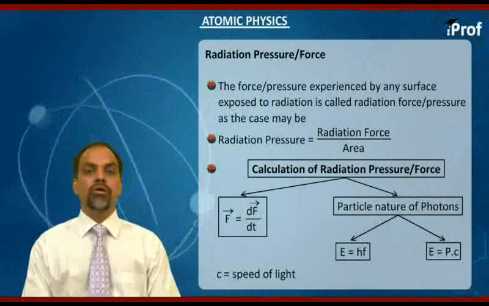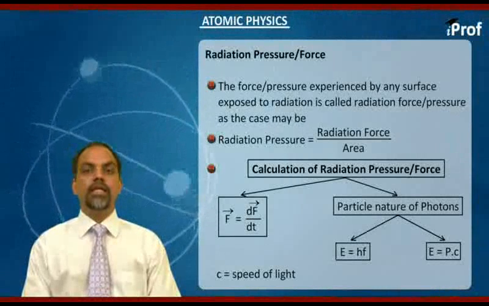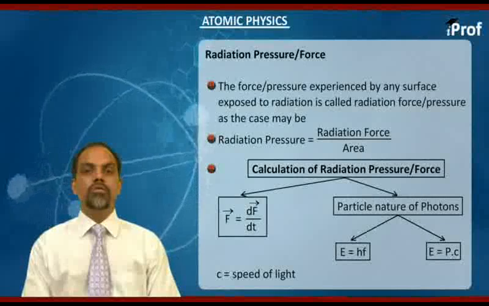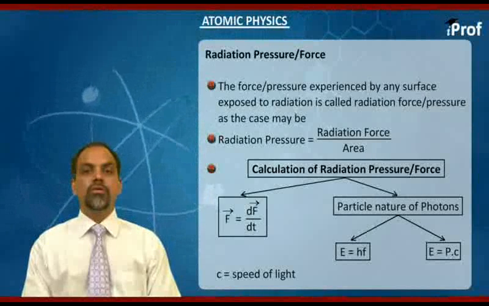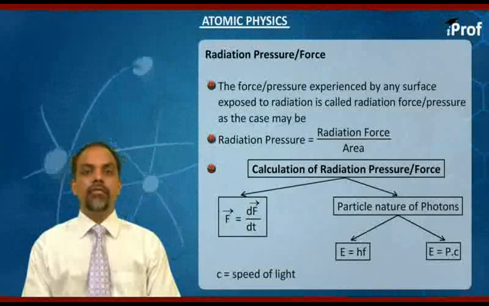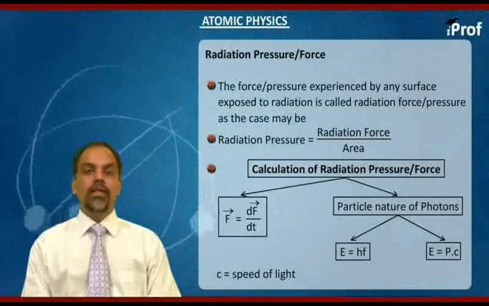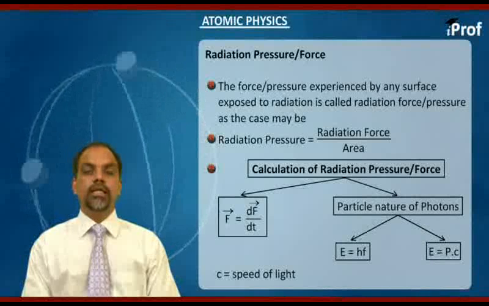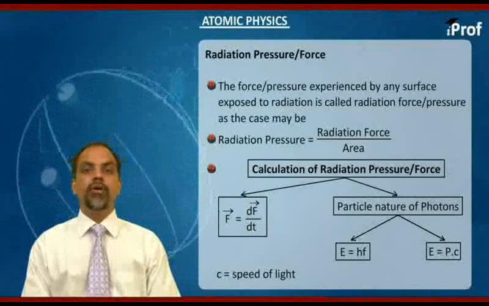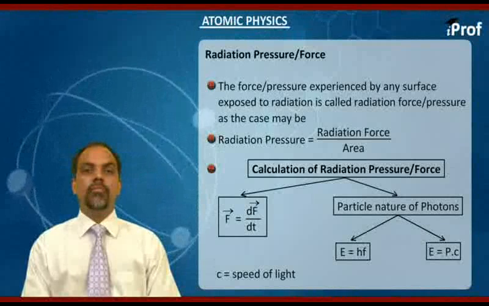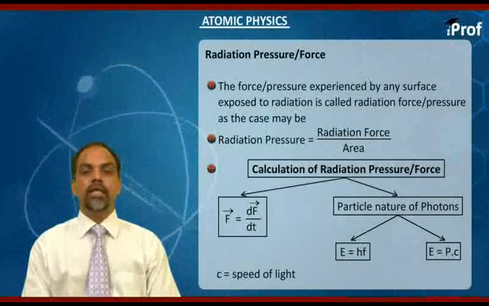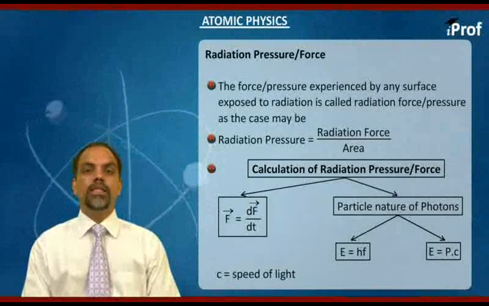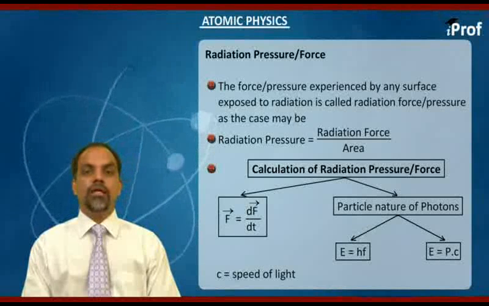The second concept that we invoke in the calculation of radiation pressure or radiation force is the particle nature of photon. So we know that the energy of a photon is E = hf. Another relation we invoke is E = Pc, that is, the energy and momentum of a photon are related by this equation, where c is the speed of light.